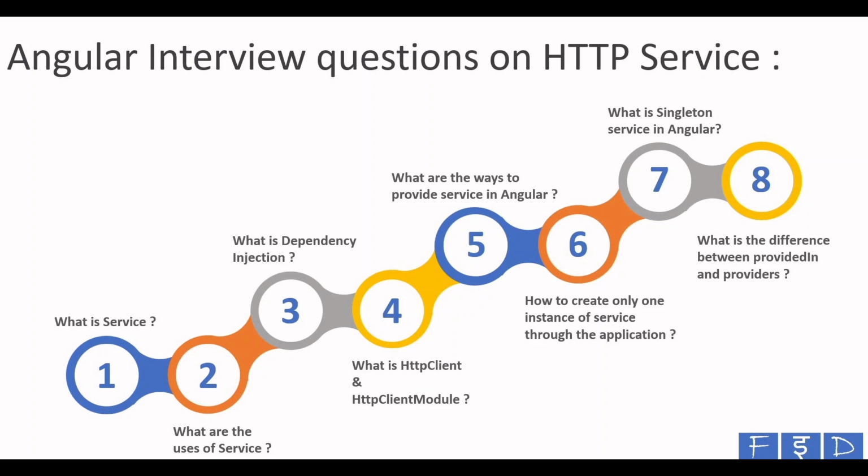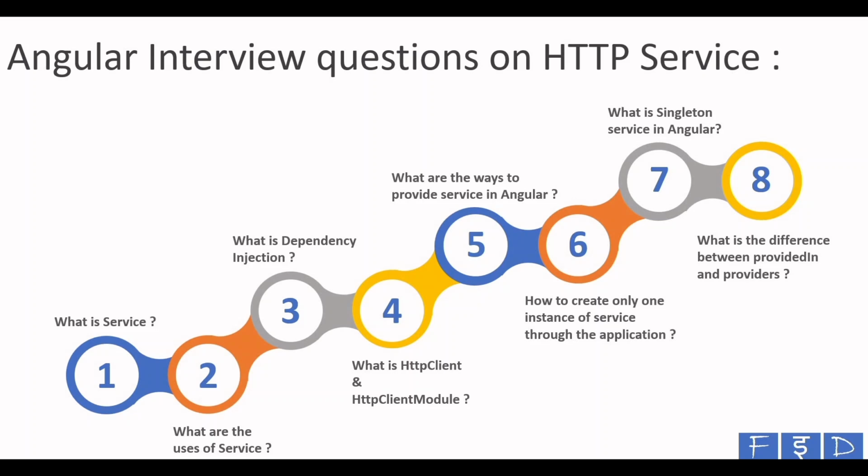Singleton is a class that allows only a single instance of itself to be created and gives access to that created instance. A singleton service is a service for which only one instance exists in the application. And the last question is, what is the difference between providedIn and providers?